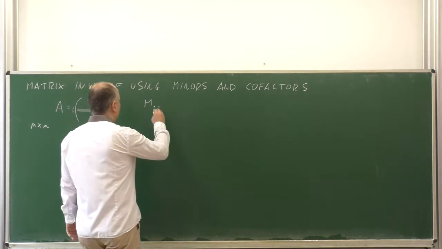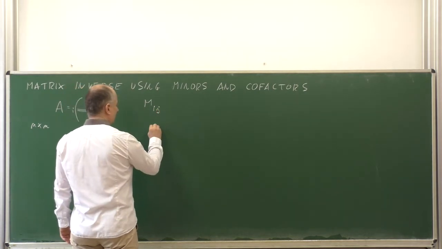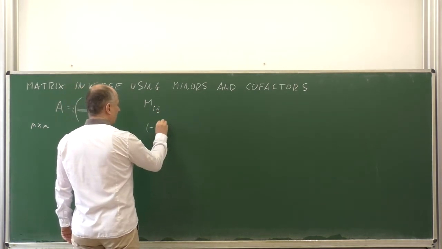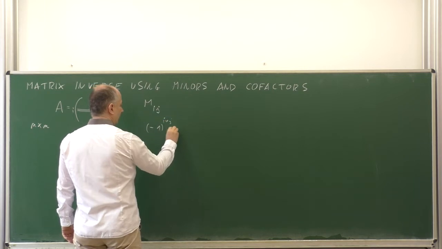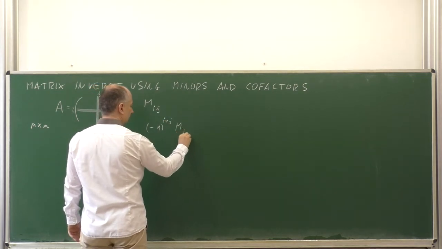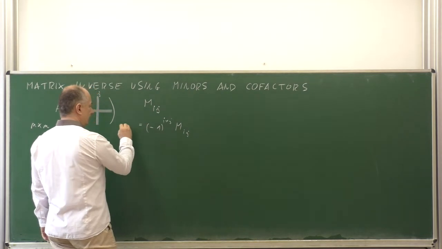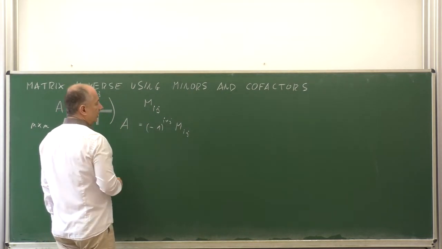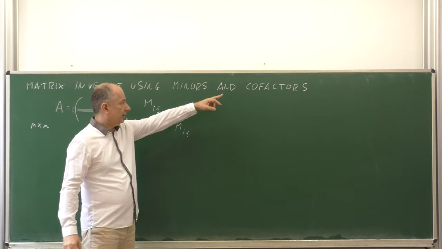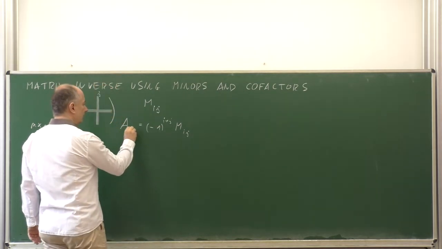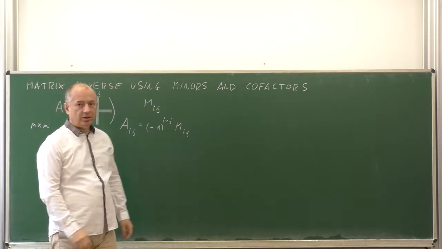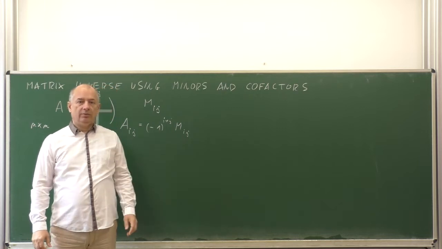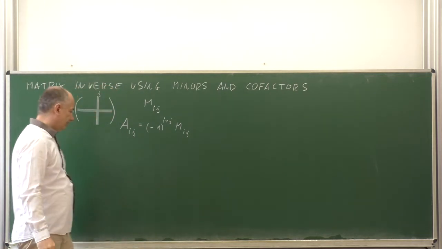And then, if we multiply this by minus 1 to the power of i plus j, this is another important number, which is called the cofactor, and it also depends on i and j, the row and column that were deleted from the original matrix.